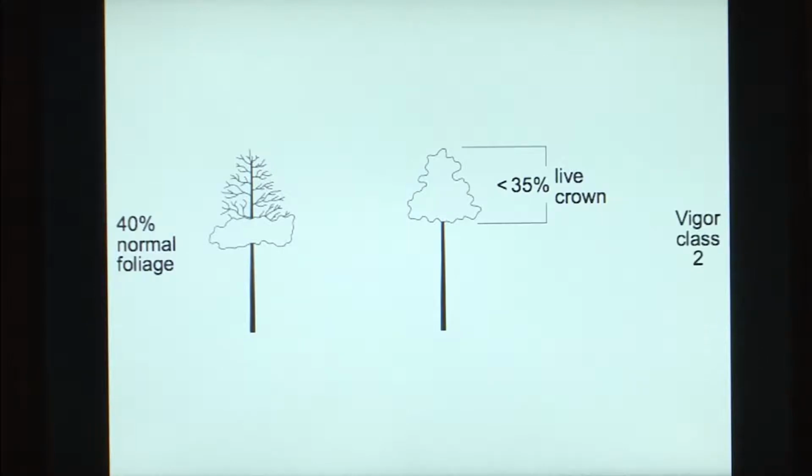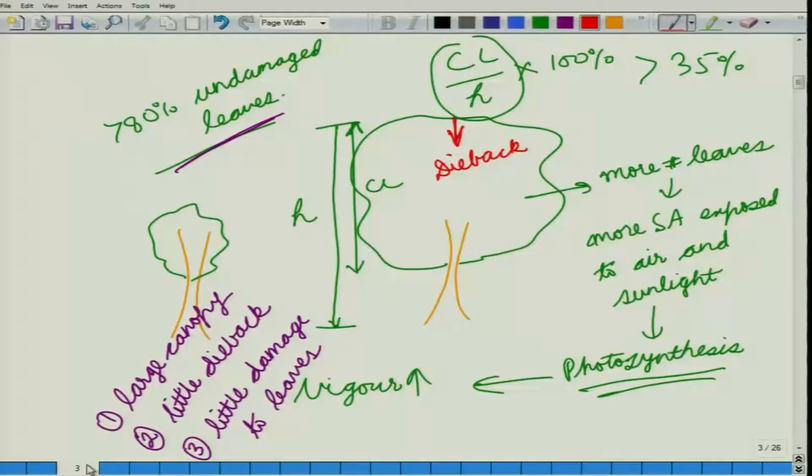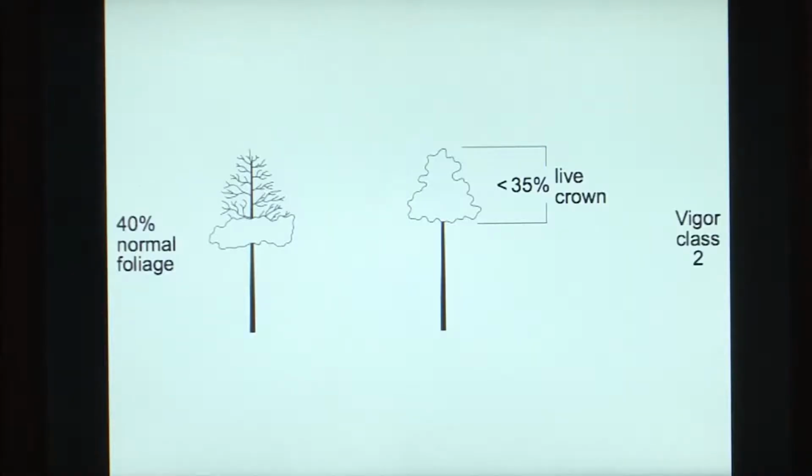Now, in the case of class 1, coming back to our class 1, we would have had that this crown length upon height is greater than 35%. Now, coming back to the figure, here we are seeing that 40% of the foliage is normal and with a less than 35% crown length. So, we either have less than 80% undamaged leaves. So, in the case of class 1 we had greater than 80% undamaged leaves.